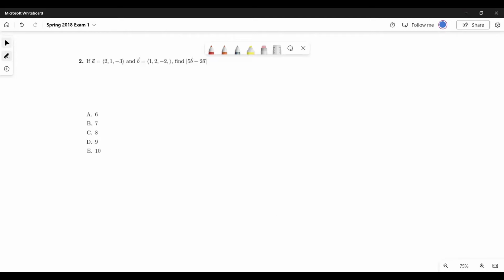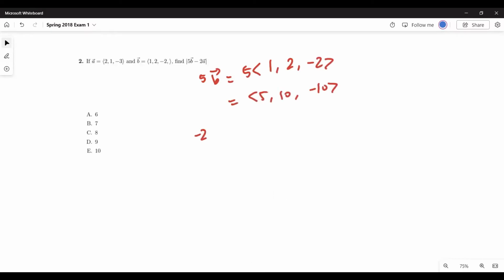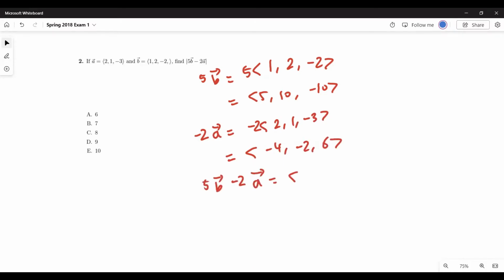Okay, so this question asks to find the absolute value, or magnitude, of 5b minus 2a. We are given the a value and b value. Let's write 5b first. 5b is 5 times the vector 1, 2, negative 2, so this is 5, 10, negative 10. And negative 2a: negative 2 times 2, 1, negative 3 gives you negative 4, negative 2, 6. And you add those values together: 5, 10, negative 10, plus negative 4, negative 2, 6. This becomes 1, 8, and negative 4.